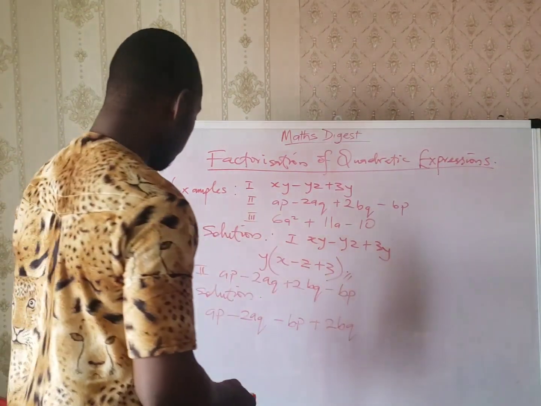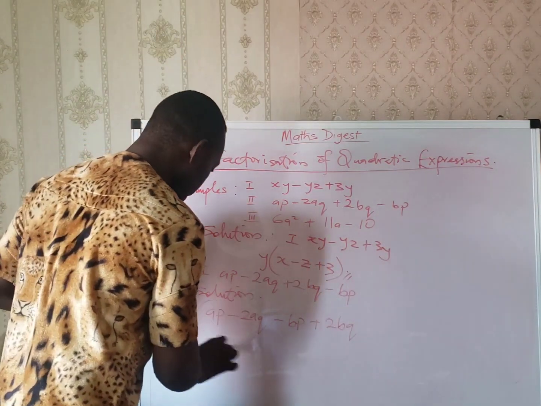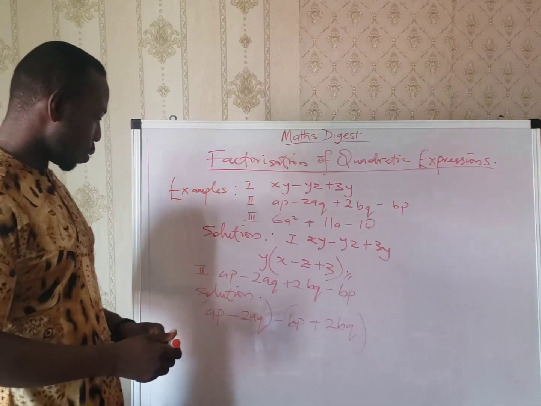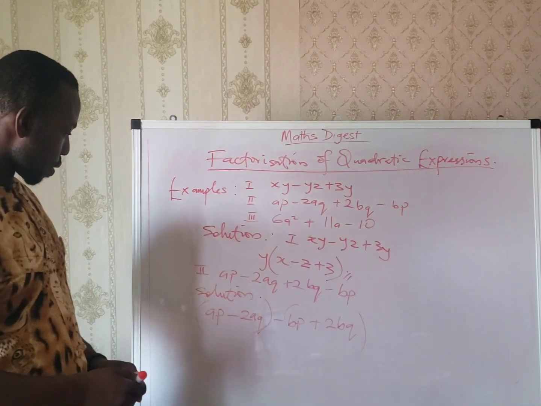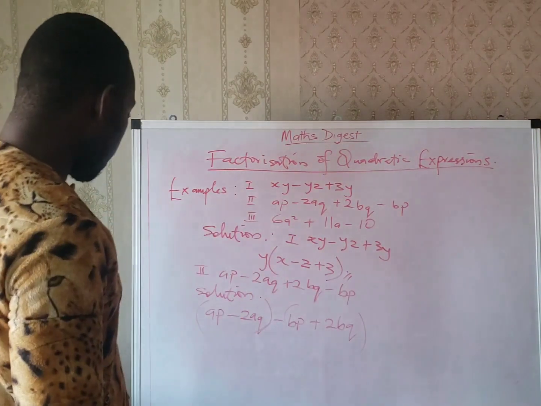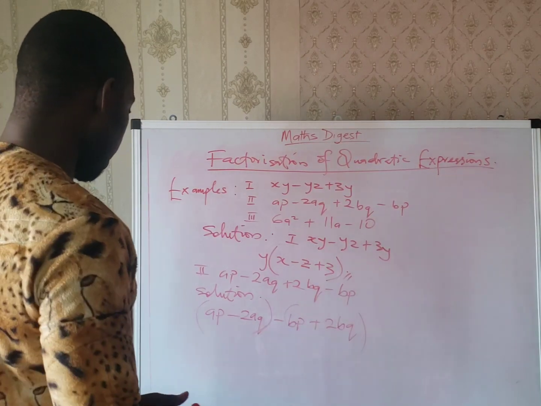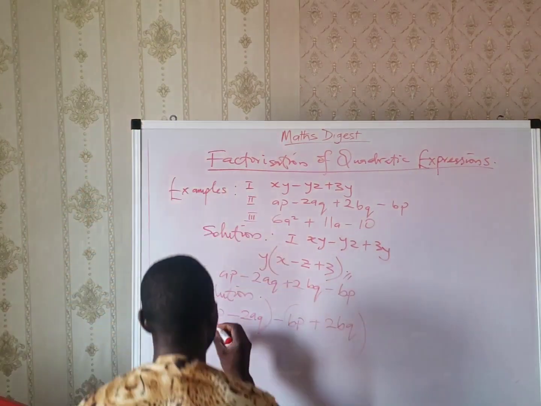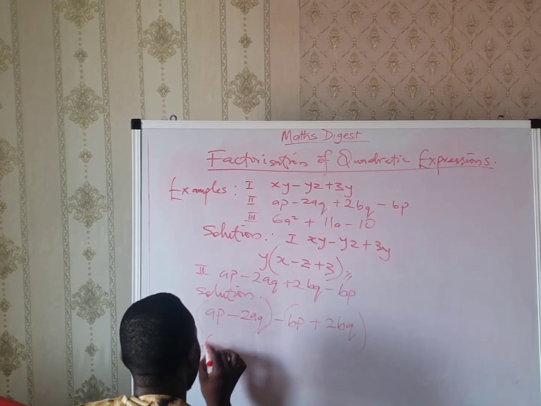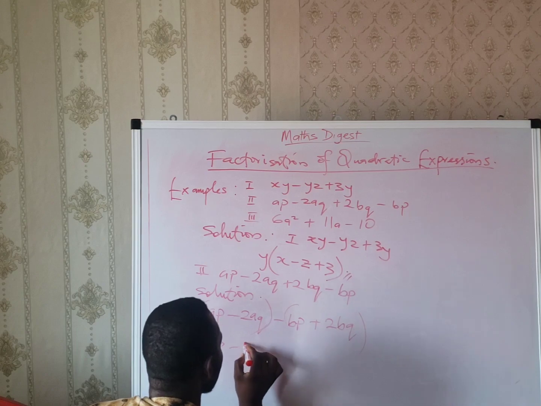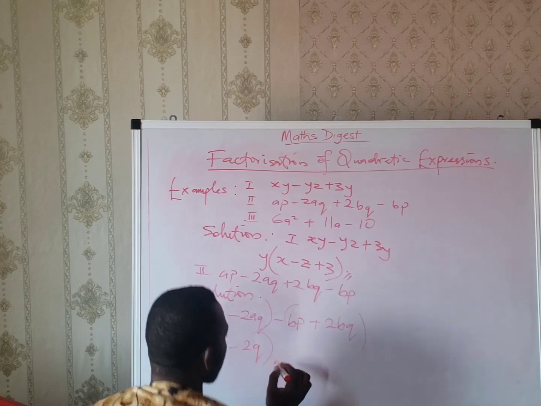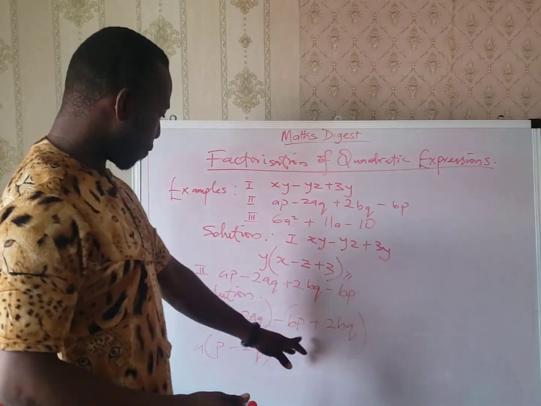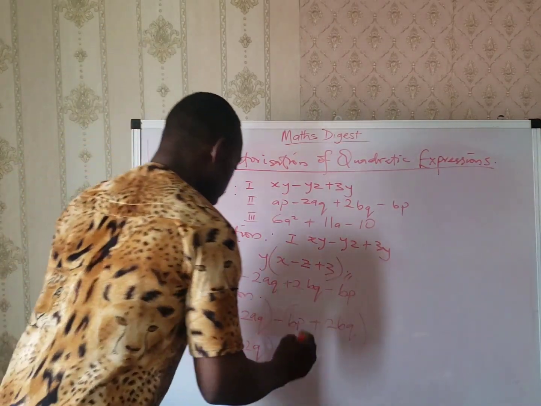Now we are going to group them. Remember, the method we are using here is grouping. So we have grouped these two things. From here, the common term is A, so we bring it out from the brackets. Coming to this place, we have the common term to be B. We say minus B.